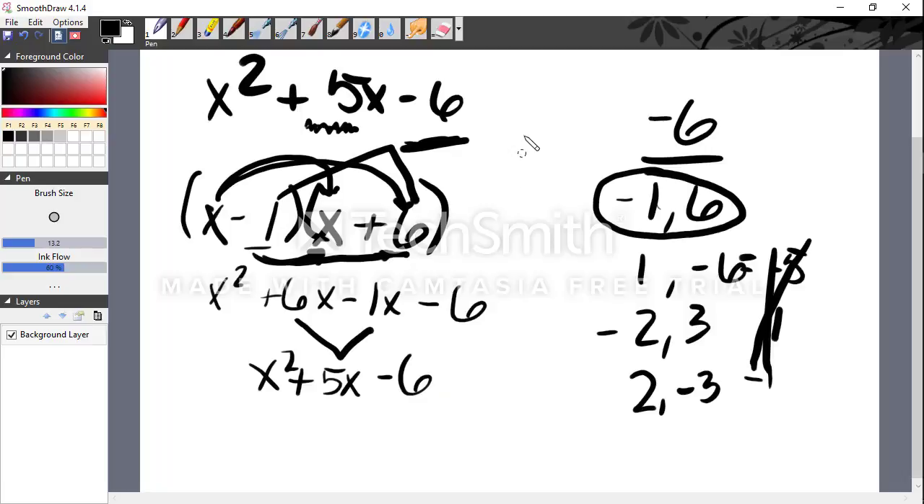So, a recap on what we just did. We looked at the last term. Once we order it, x squared plus 5x minus 6, I look at this last term and list its factors, every combination of numbers that I can get to make it. And I select the pair of numbers that uniquely gives me this middle term. And that ends up being our solution to the problem.